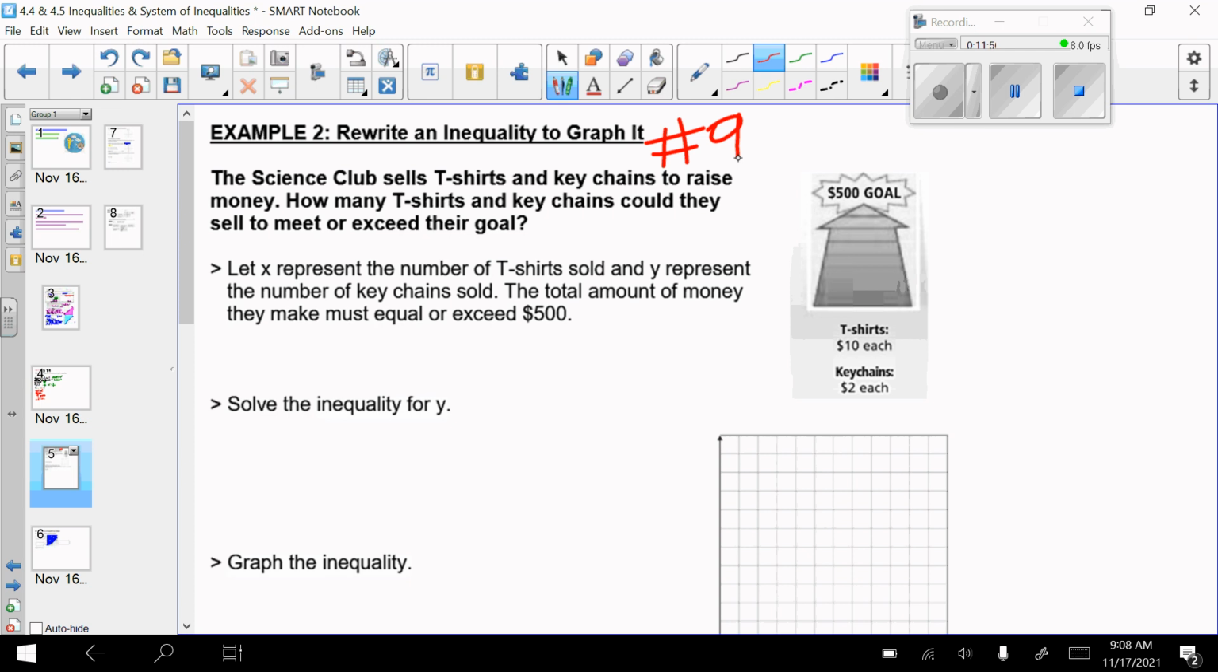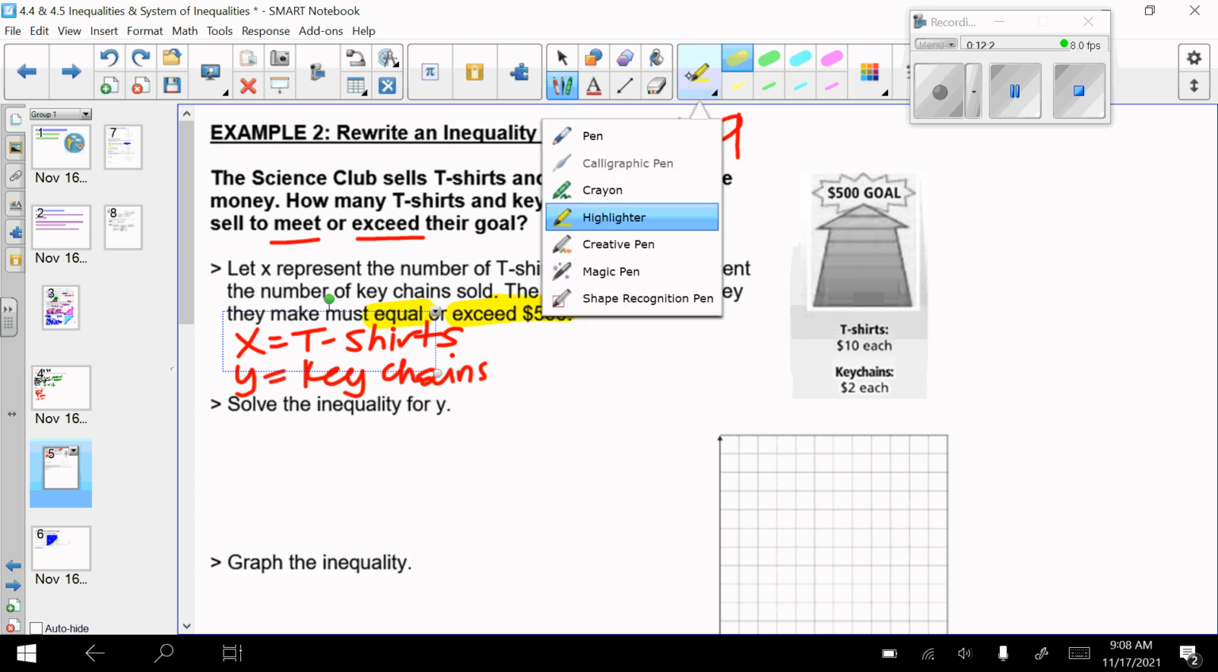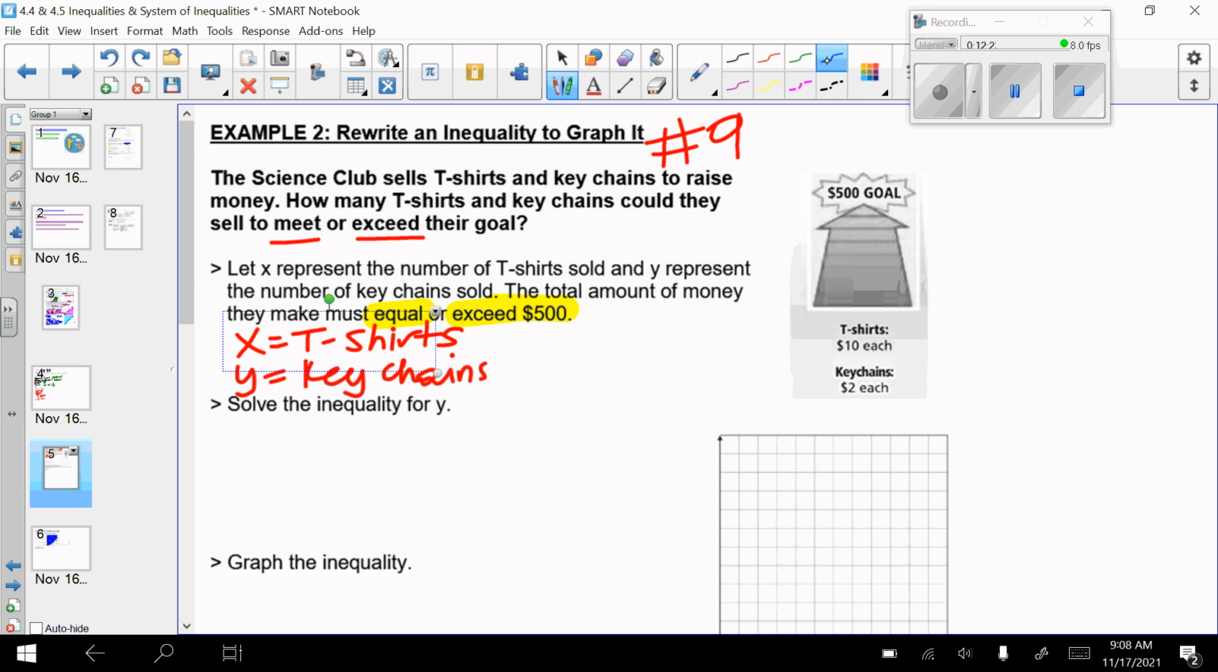It says the Science Club sells t-shirts and keychains to raise money. How many t-shirts and keychains could they sell to meet or exceed their goal? They tell us in the problem that X represents the number of t-shirts. So X is going to be t-shirts. And Y is going to be my keychains. And the total amount of money that they make must equal or exceed the $500. So can we write an inequality?